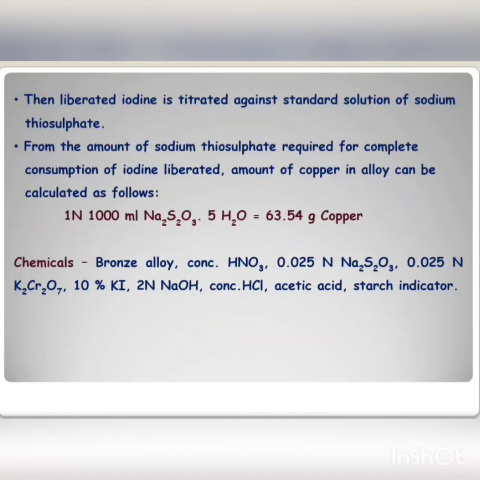Chemicals required: bronze alloy sample, concentrated HNO3, nitric acid, 0.025 normal sodium thiosulfate, 0.025 normal potassium dichromate, 10% potassium iodide for iodometric titration, then 2 normal NaOH, concentrated HCl, acetic acid, and finally starch indicator.